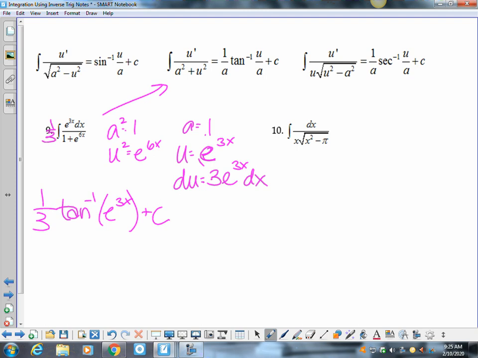Now, look at what else is different about number 10, about secant. Who comes first? The u comes first. So do y'all see how this can't be my a? A has to be a number. U is your variable. So he couldn't be an a if he wanted to. But that's good because secant has the u squared first. So my u squared is x squared. My a squared is pi. So what's my u? And what's my a?